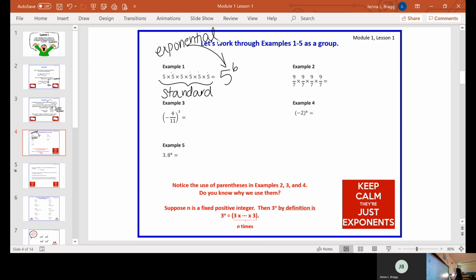Example 2. I've multiplied 9 sevenths. So 9 sevenths is my base. Remember what I said about fractions and parentheses. I've multiplied 9 sevenths 4 times. So my answer in exponential form is 9 sevenths to the 4th power. In example 3, they've given us exponential form. We need to write it in standard form. So I've multiplied negative 4 elevenths 3 times. That means that I multiply negative 4 elevenths 3 times.